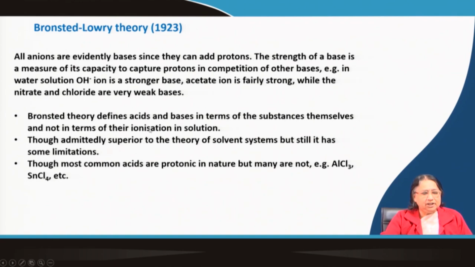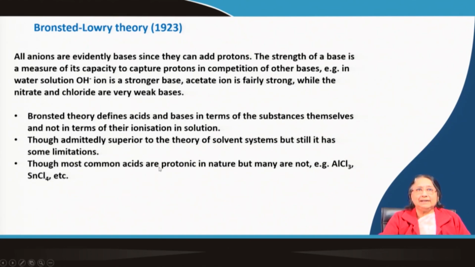Now, Bronsted theory defines acids and bases in terms of the substances themselves and not in terms of their ionization in solution. This is the positive point of Bronsted theory. Though admittedly superior to the theory of solvent systems, it still has some limitations. Every theory has some limitation, we all know that. What is the limitation?